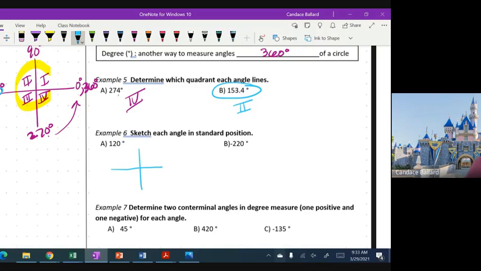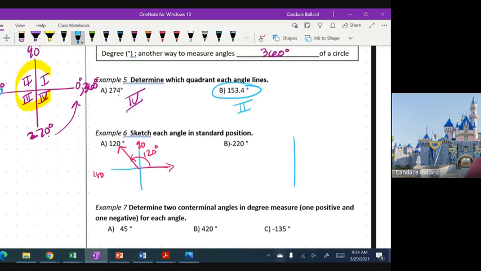So I know that 90 is here. I know that 180 is here. So I know I have to be somewhere between 90 and 180. So 120 is going to be in here somewhere. That's my terminal side. I really should draw my initial side right there. And then I will put an arc in it and then label it with whatever the degree measure is. So I'm approximate. I know I've got to land in quadrant 2.